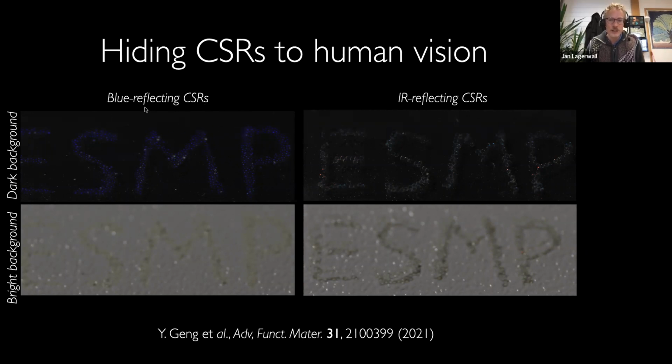This is in blue reflecting CSRs on a black background, and here you have infrared reflecting CSRs. You can see it's not perfect because they have some scattering and they are handmade, but it's pretty close to only blue and not too much visible in the infrared case. And this is on a white background, and you can see that they are fairly invisible. And I should point out that these are actually imaged for maximum visibility. So if you just look with your eyes, you really have difficulty seeing them.